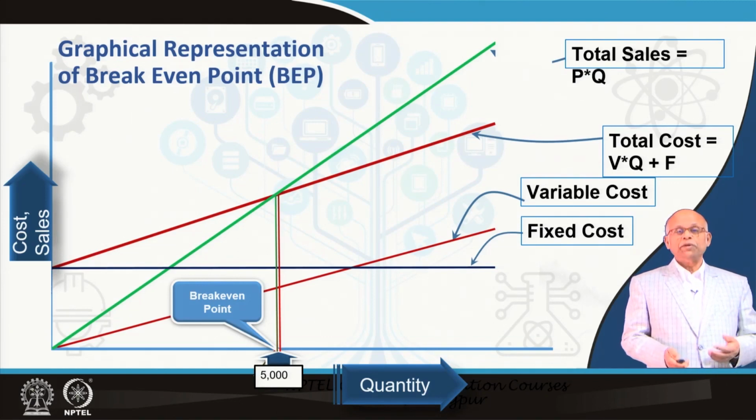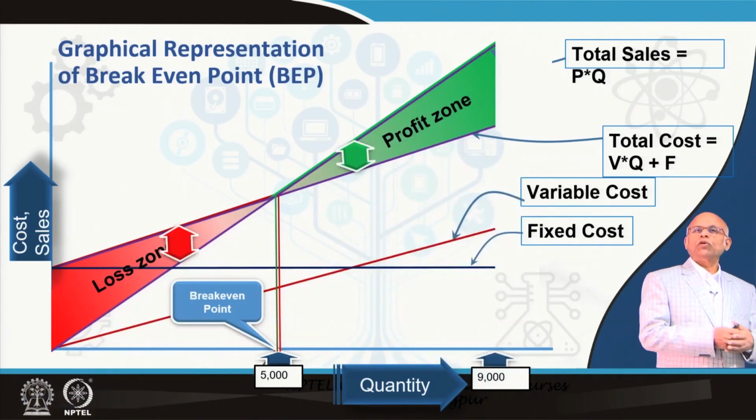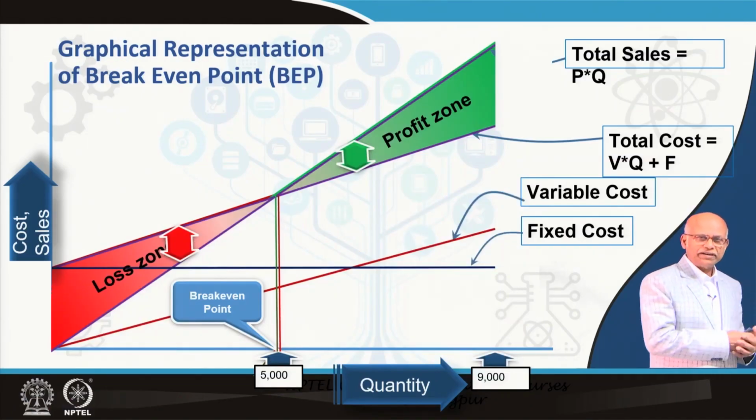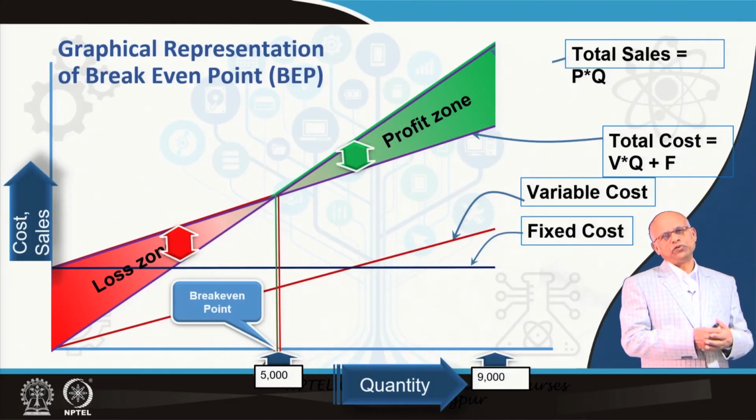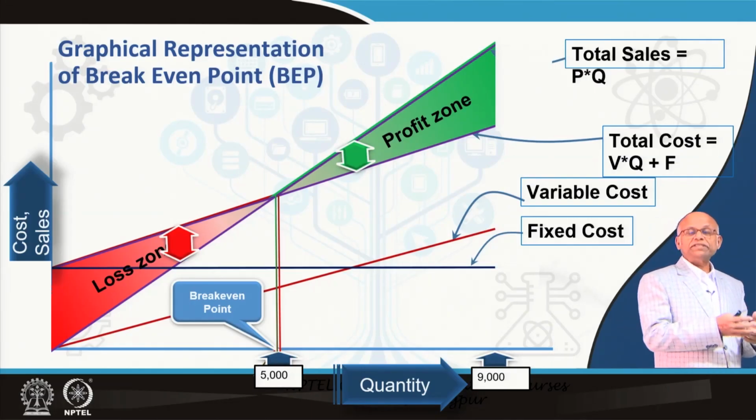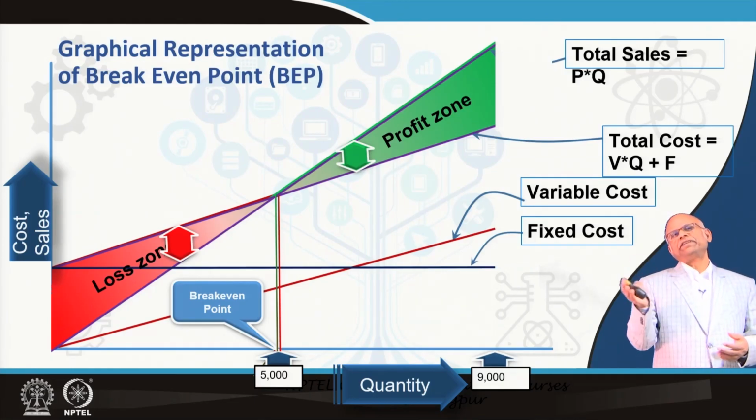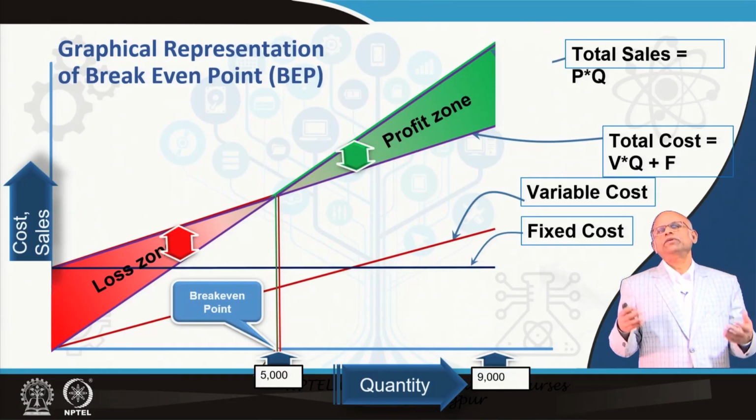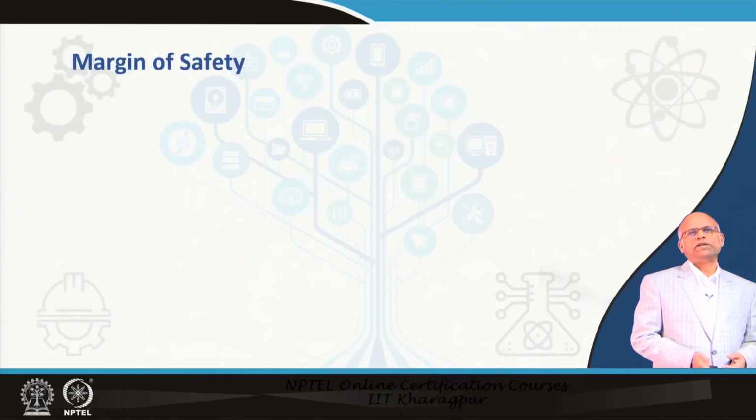So, this is the break even point, and if you operate at a lower capacity, then you are operating in the loss zone. Lower the capacity utilization, higher is the loss. If you operate at a higher level, then you make higher profit. The more you sell, the profit goes up.